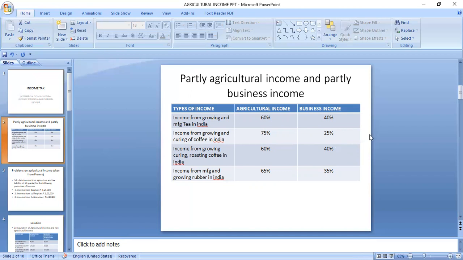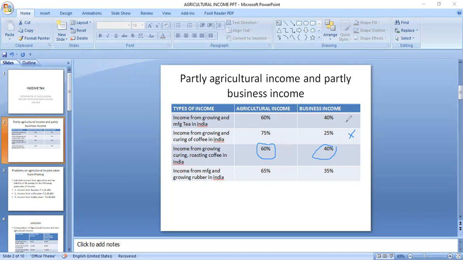So don't scratch your heads. Let us assume that they will not give all these minute details here. They will just mention in the problem: income from coffee plant. So you have to consider this one: 60% agri income and 40% business income or non-agri income. Just forget this part, and for the second one, forget this part as well. The first one, income from tea plant in India, you take 60% agri income and 40% as business income. The business income can also be called non-agri income.